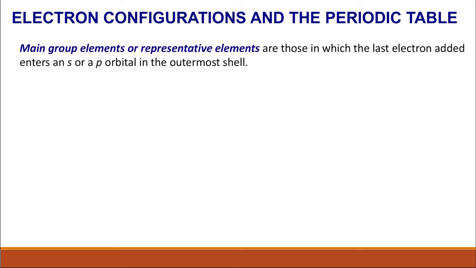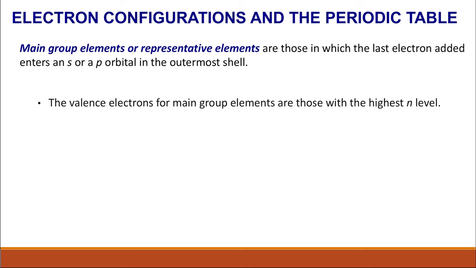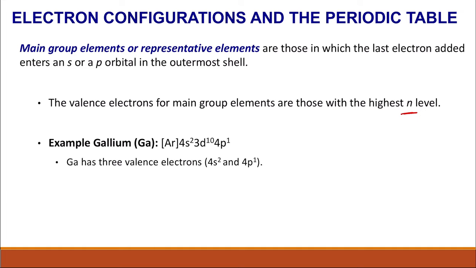Main group elements, or representative elements, are those elements whose valence electrons are found in the s and p orbitals. So these are group 1 to group 7. Their valence electrons are those with the highest n level, so, for example, if it's group 3, it's going to be the 3s and the 3p.